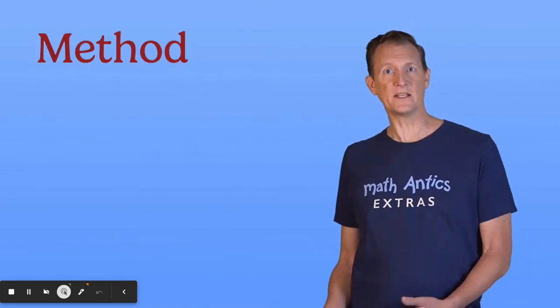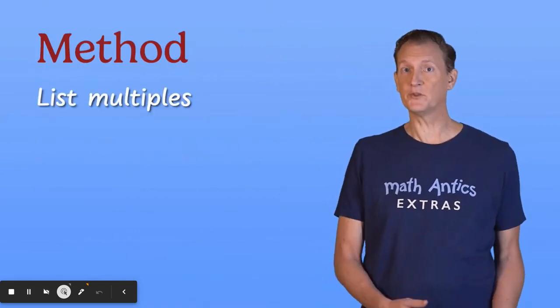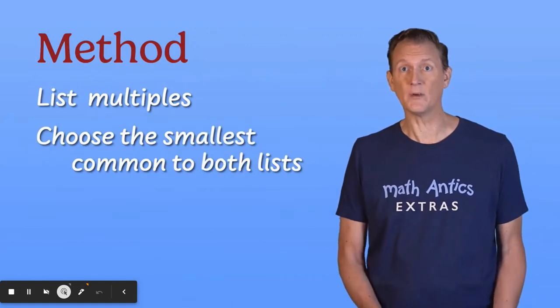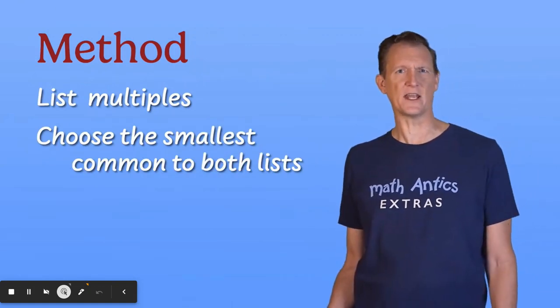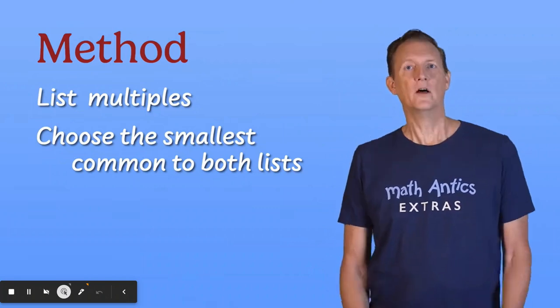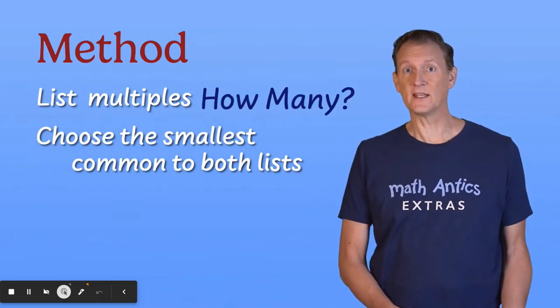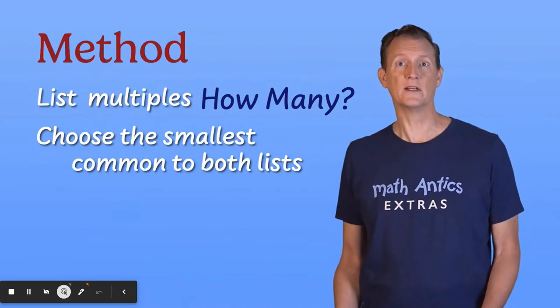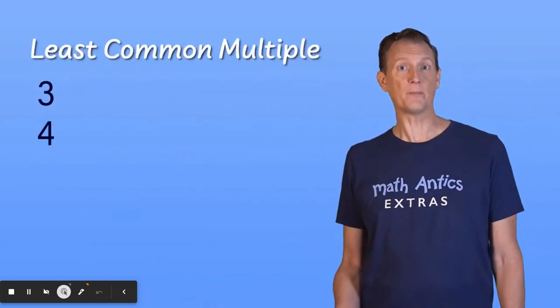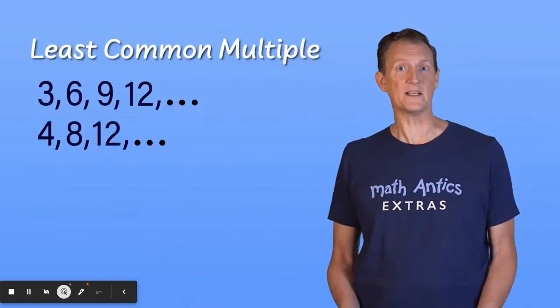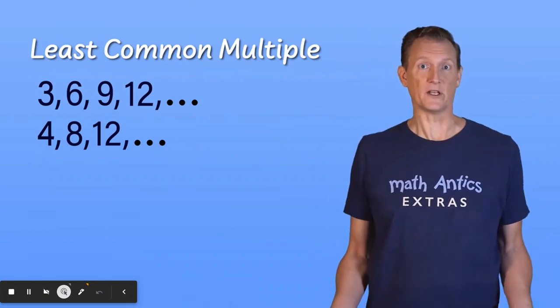This method of finding the least common multiple by making lists of multiples and then choosing the smallest one common to both lists is easy to understand, but it has a few drawbacks. The first drawback is that you don't know up front how many multiples you'll need to list in order to find the least common multiple. In this example, we could have stopped as soon as we got to the multiple 12 in each list, but we didn't know that when we started.